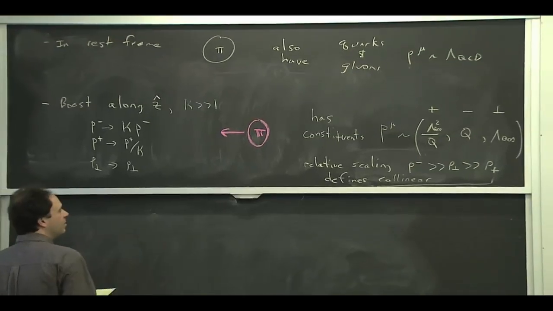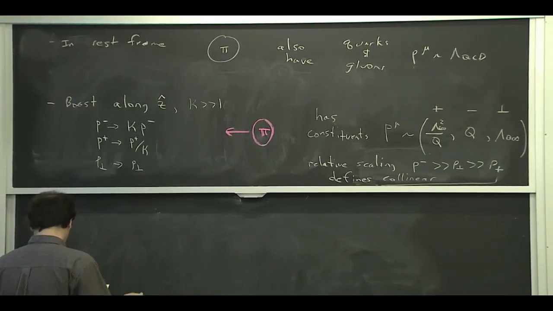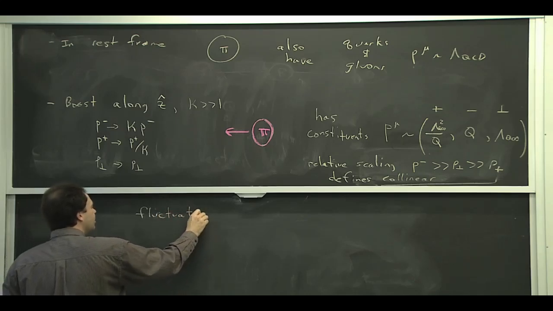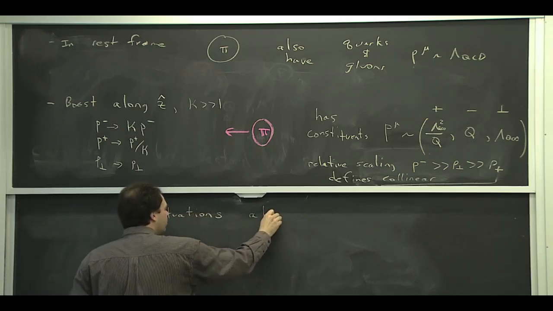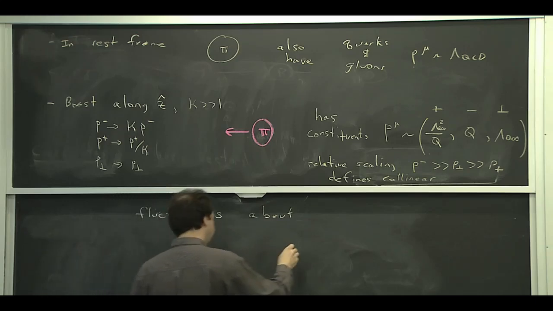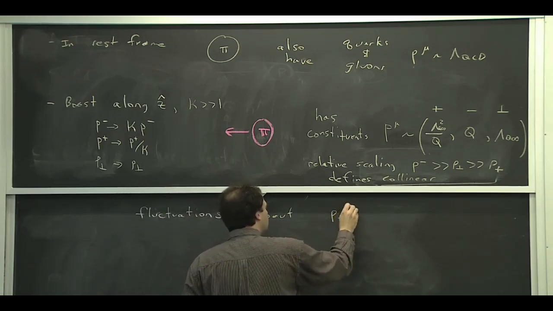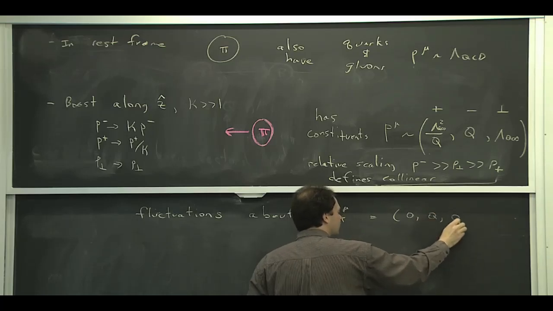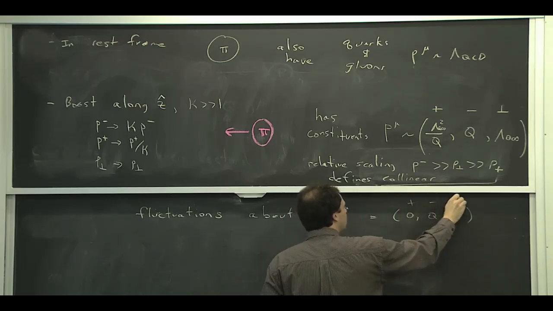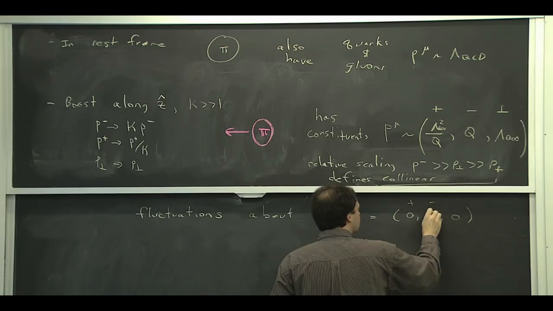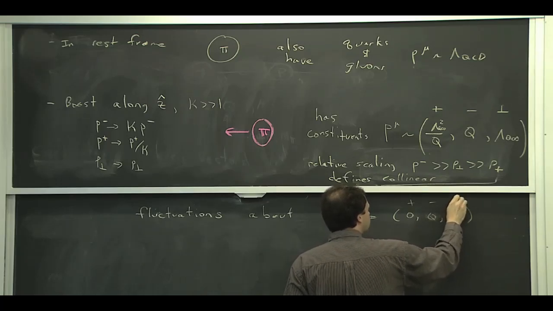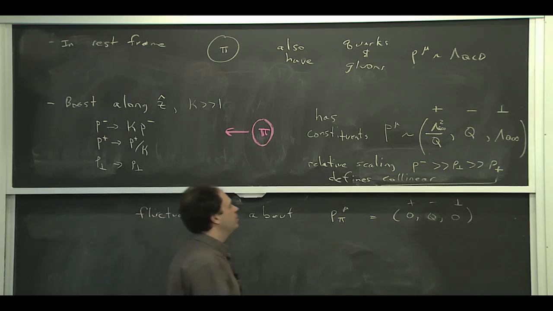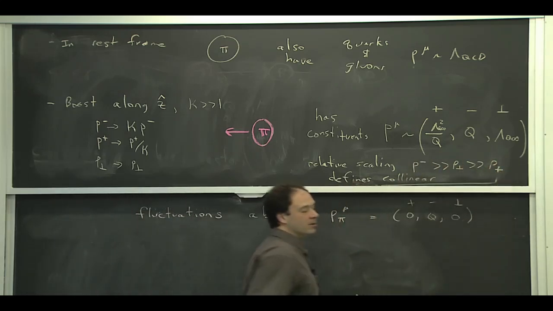So what we're describing, or what we want to describe if we have a field theory for this, is fluctuations about the pion momentum, which we could just take to be, ignoring the pion mass, like this. And the size of the fluctuations we need to treat are things that can fluctuate by amounts of this size.